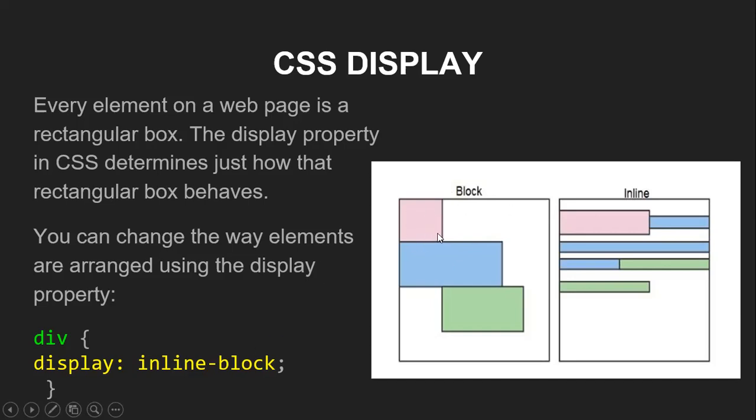So if this is block, now inline means that they are on the same line. So this and this have now been stretched to the same line. Then this one, the same line, inline, inline, inline. So we can change the display property of our elements on our web page using the display property. I will show us this in the practical aspects of the webinar.